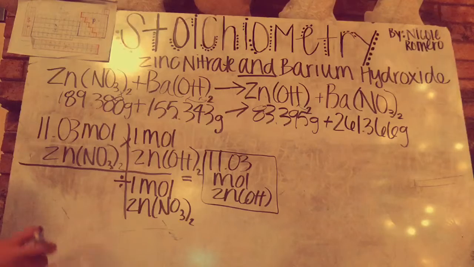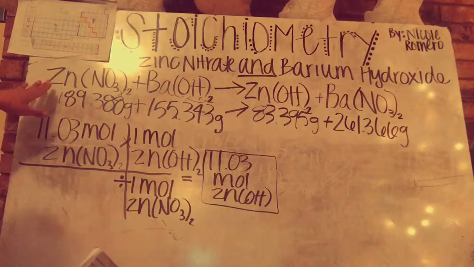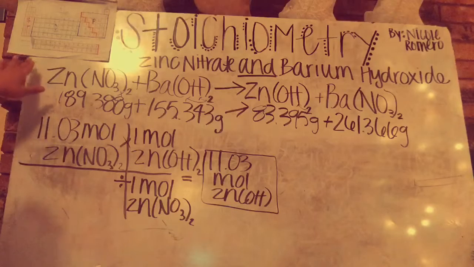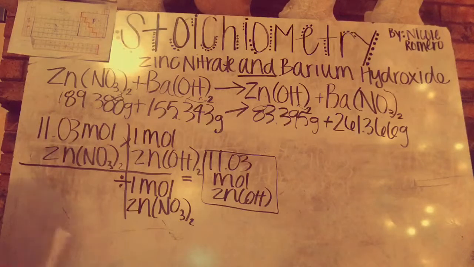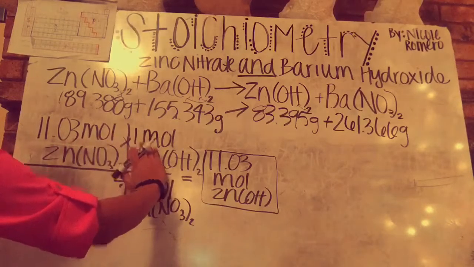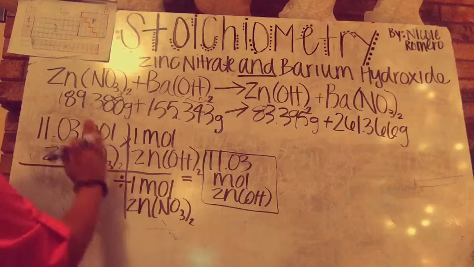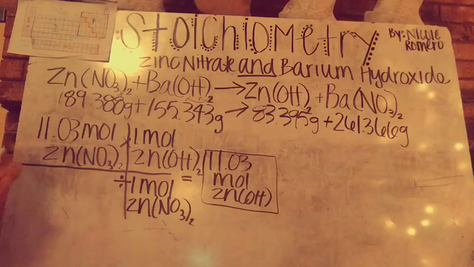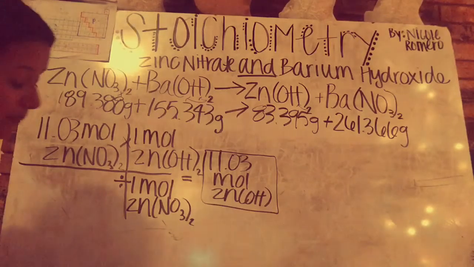Very simple, but if the situation were different and say zinc nitrate had a 3 coefficient in front of it, you would multiply 11.03 moles times 1 and you would divide by 3 instead of 1. But that's not the case here, so we are just going to continue.